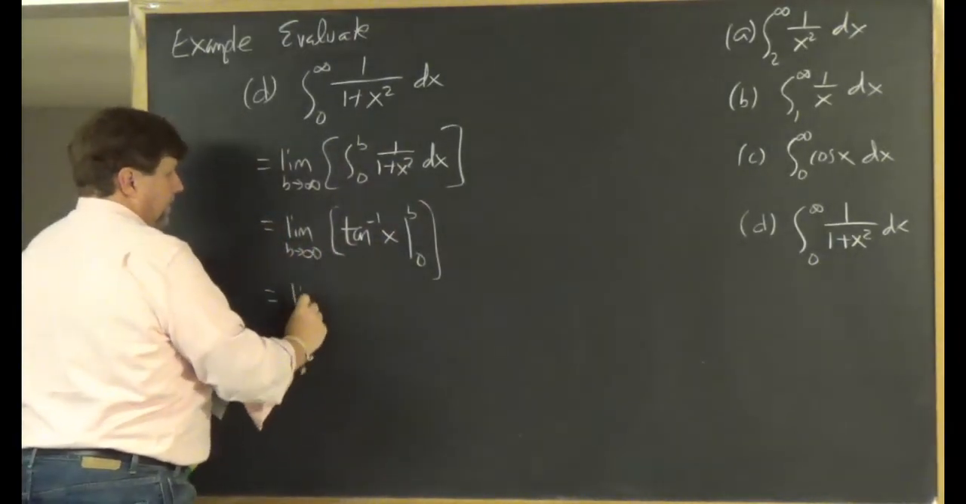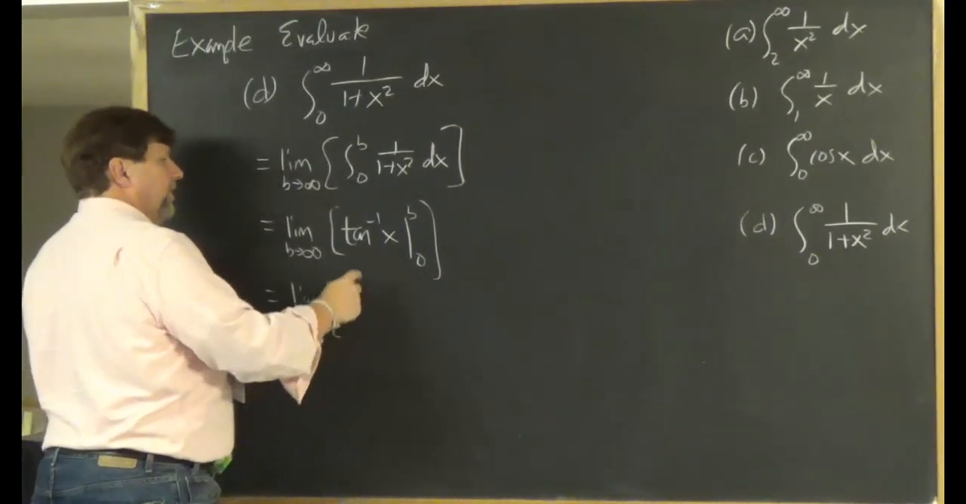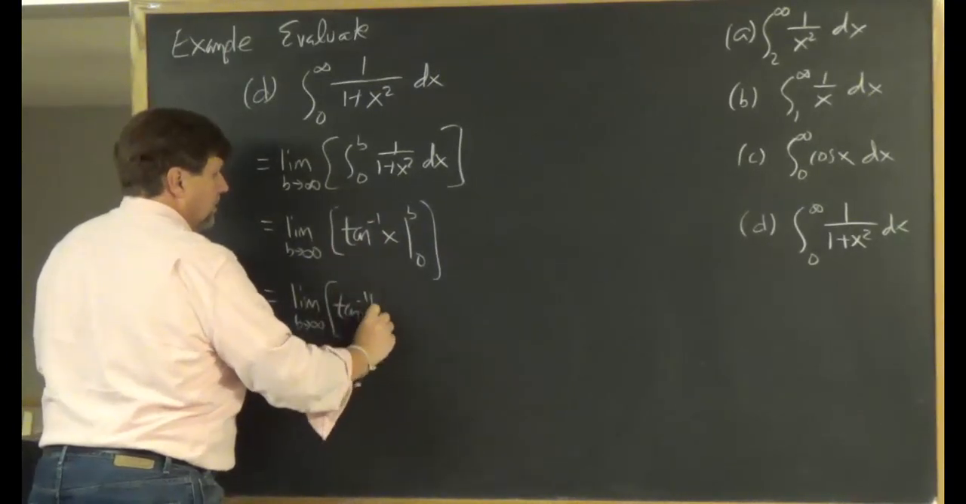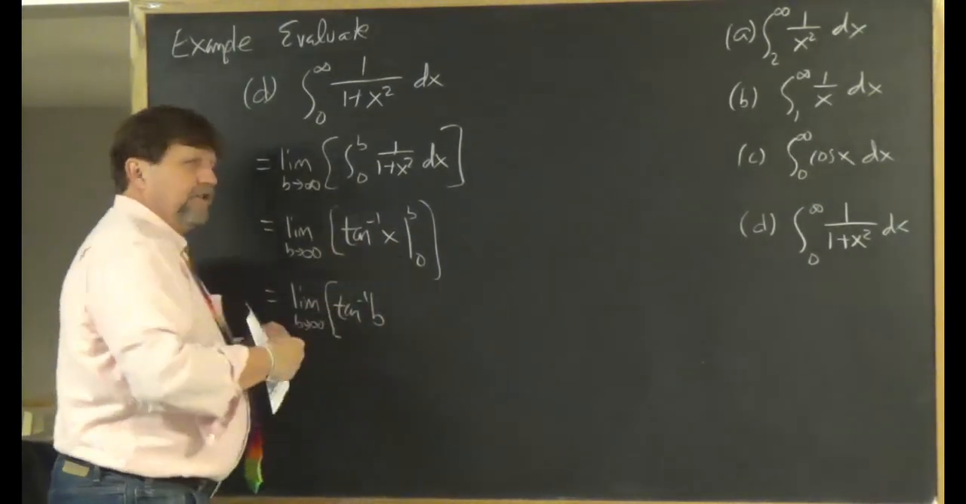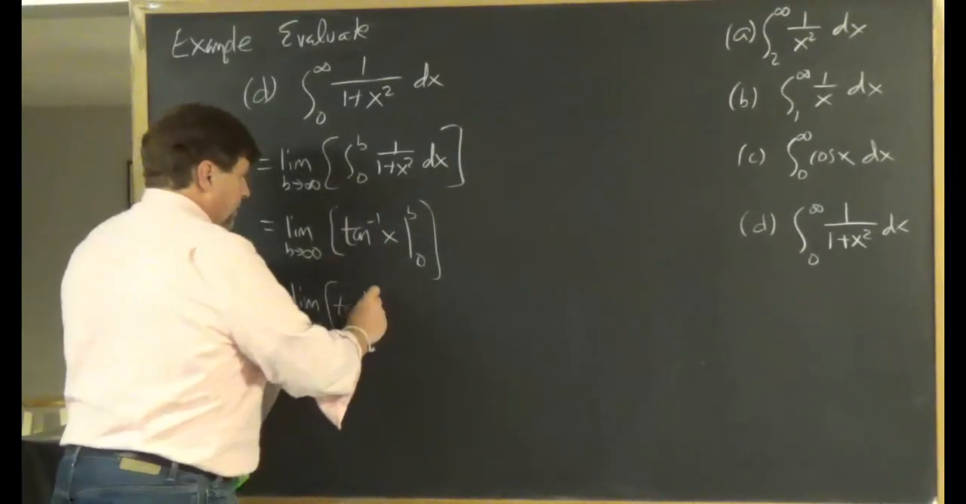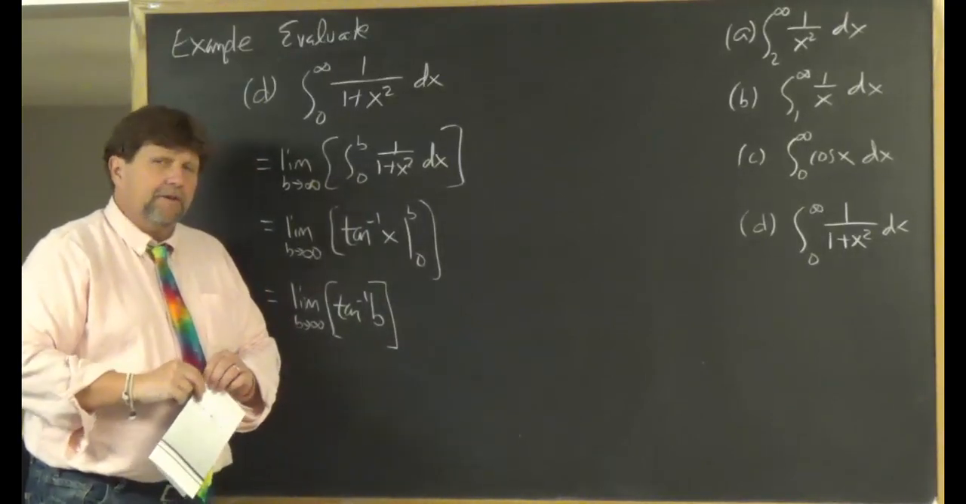And the limit as b goes to infinity, we use our fundamental theorem of calculus: inverse tangent of b minus inverse tangent of 0. Well, inverse tangent of 0 is 0. So we just have to compute the limit as b goes to infinity of inverse tangent of b.